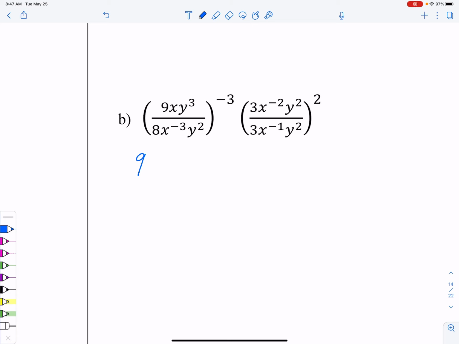So 9 to the negative 3, x to the negative 3, y to the negative. Now this time we already have a 3 here, so we have to multiply 3 and negative 3, so we get 9.